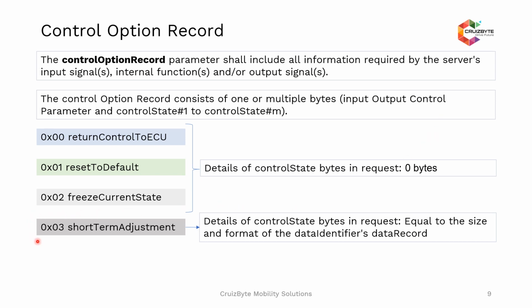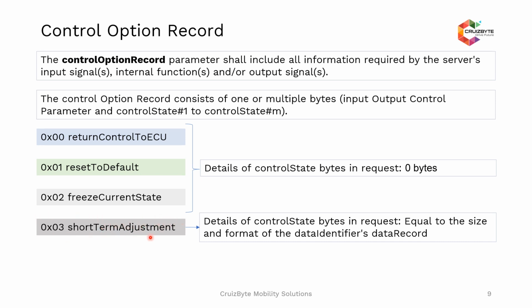So the short-term adjustment, with the previous slide where we saw DIDs: in each of the DID values you can override the existing value with a new value with the help of the 03 short-term adjustment parameter. So this is the first one I would like to discuss.